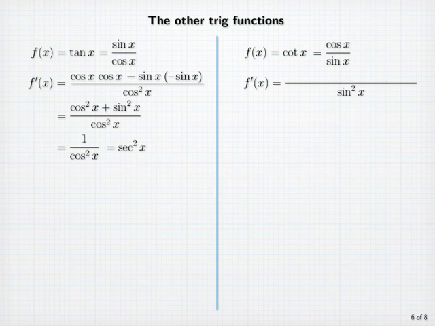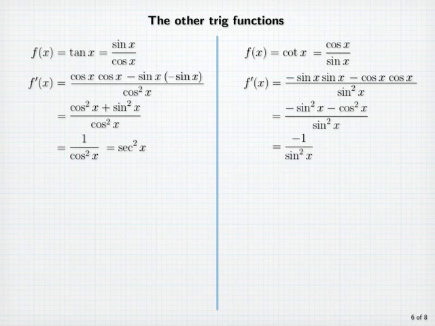The denominator will be sine squared x. The numerator will be the derivative of cosine x, which is minus sine x, times sine x, minus the numerator cosine x times the derivative of the denominator sine x, which is cosine x. So here we have minus sine squared x minus cosine squared x over sine squared x. The numerator here is -1, so we have minus 1 over sine squared x, which is the same as minus cosecant squared x.